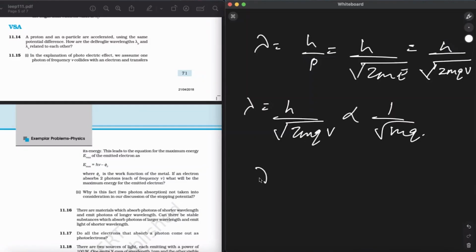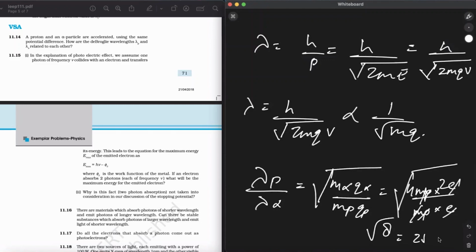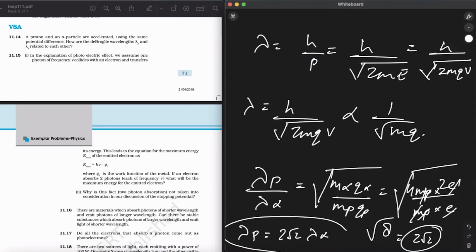Now lambda for proton upon lambda for alpha, with m proton, q proton, times the electron charge e. So under root 8 will be equal to 2 root 2. So lambda p is equal to 2 root 2 times lambda alpha. This is the answer. This is a very short answer only.